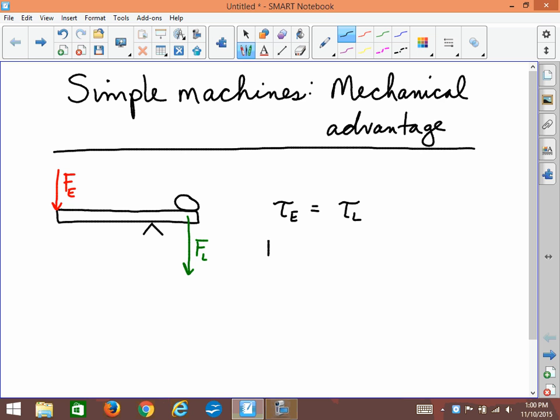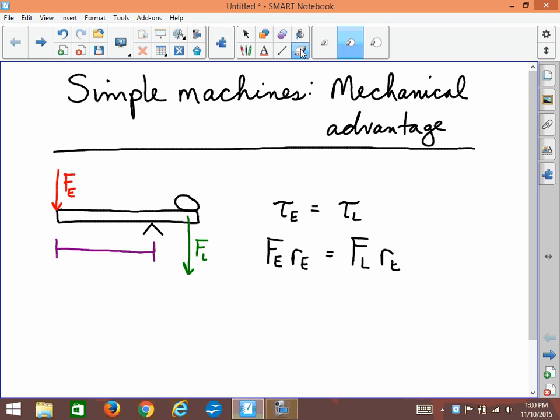And we said that the effort force multiplied by the distance of the effort from the fulcrum, which in our picture is this distance right here in purple, would equal the load torque, which is the force of the load multiplied by the distance that the load is from the fulcrum. And I'll put that in red. Actually, I'll use different colors. Say green. How about blue? That's the distance from here to here.